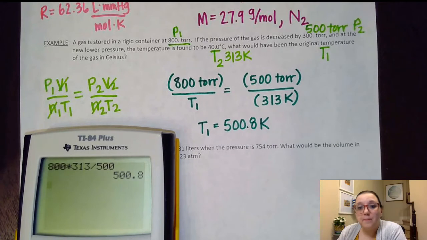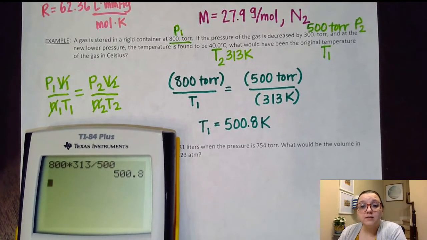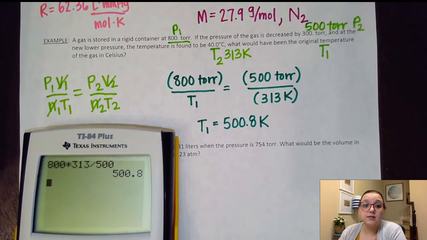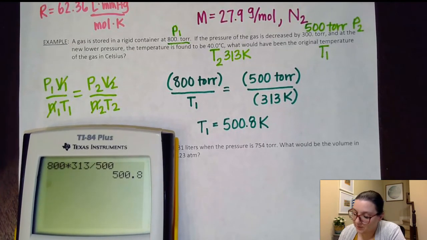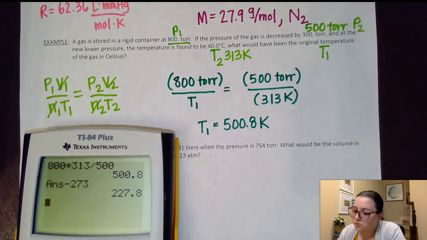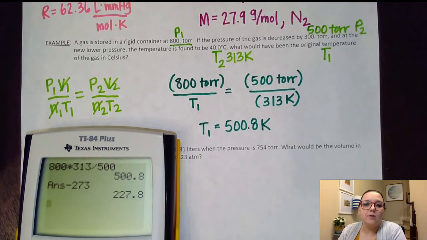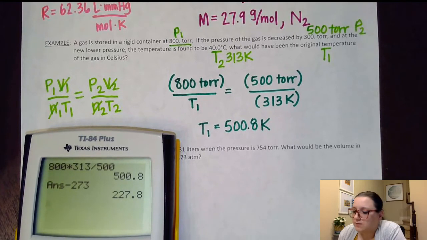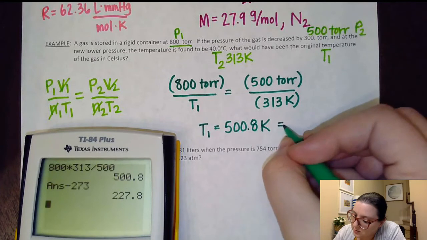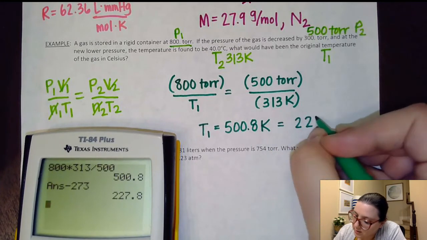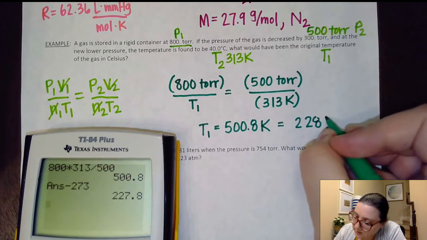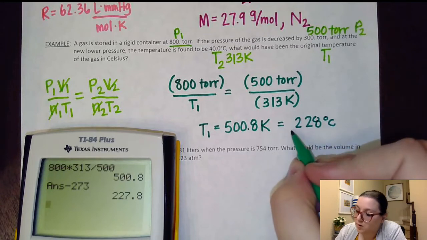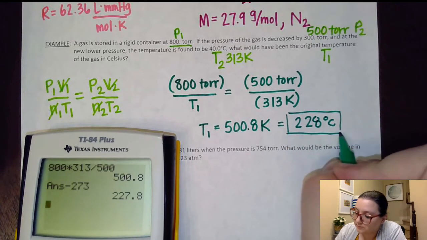And if I look back at my question, it wants us to solve the original temperature in Celsius. So to convert Kelvin back to Celsius, I would end up subtracting the 273, which gets us to 227.8. Now, I'm going to go ahead and round for sig figs. I notice everything in the original problem had 3 sig figs. So I'm going to round this to 228 degrees Celsius for my temperature.